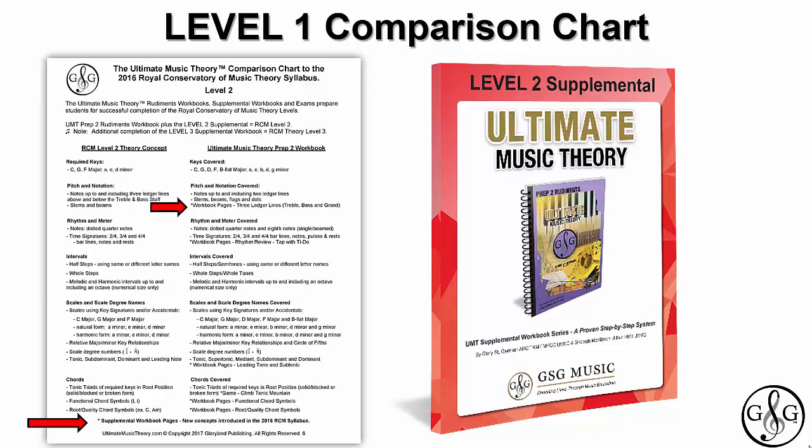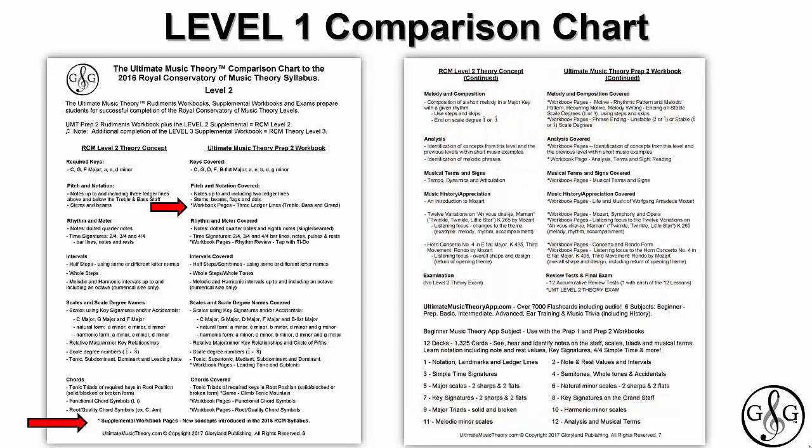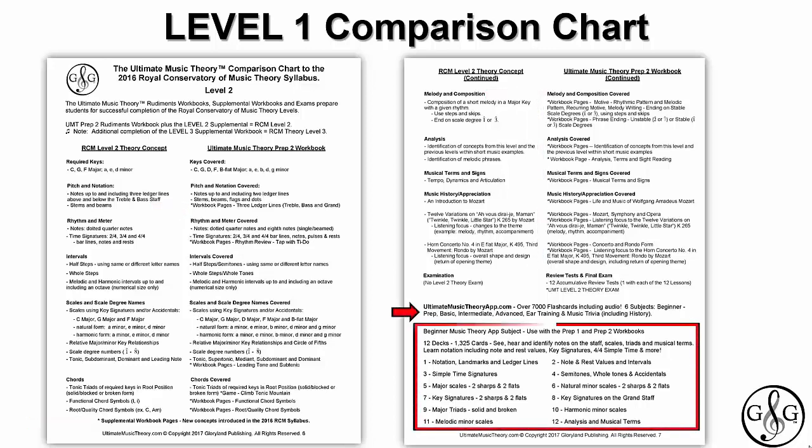Now the Ultimate Music Theory Flashcards app includes the beginner to prep level subjects, and it's actually divided into 12 decks. These 12 decks correlate to the 12 lessons in the matching workbook, and you can get all the information at ultimatemusictheory.com. If you haven't got the app yet, you definitely want to grab it.